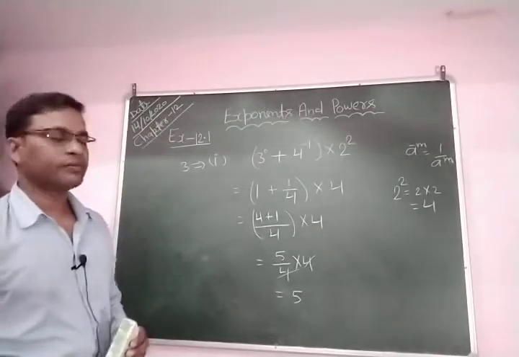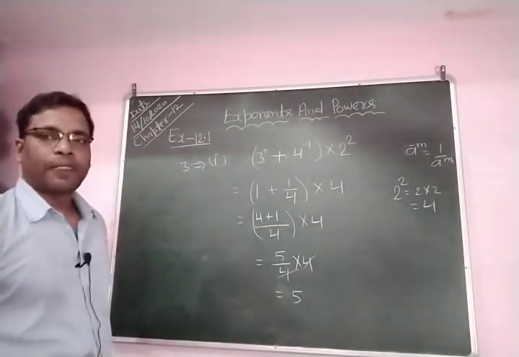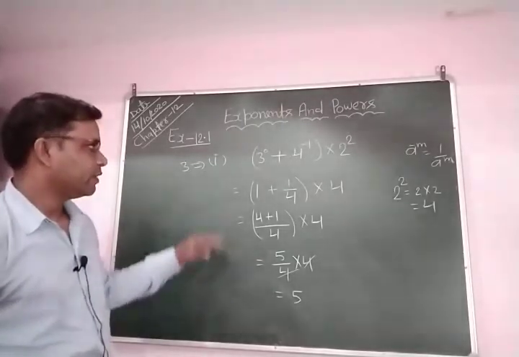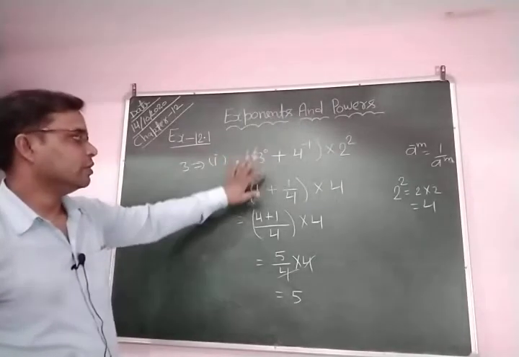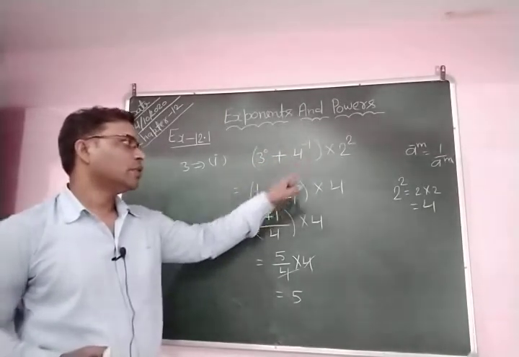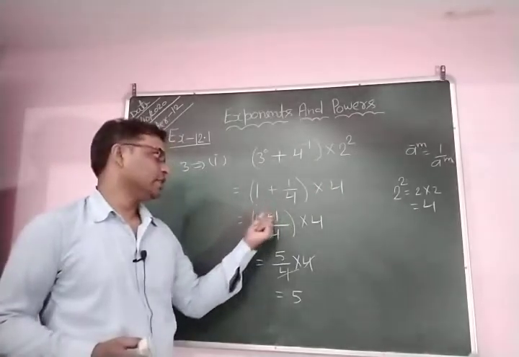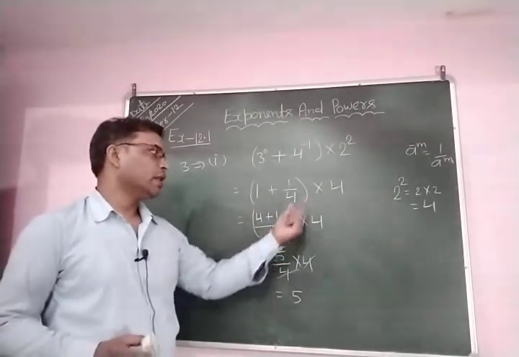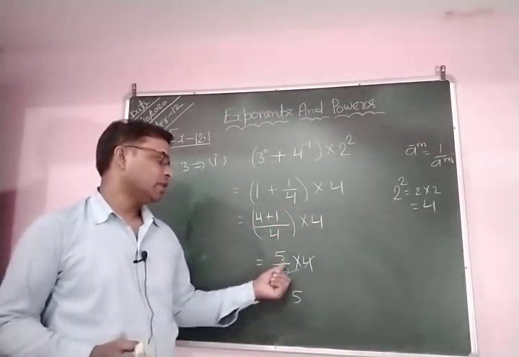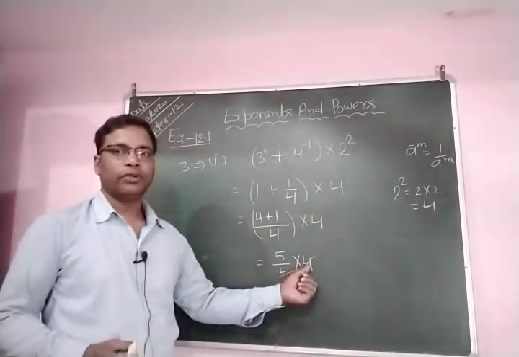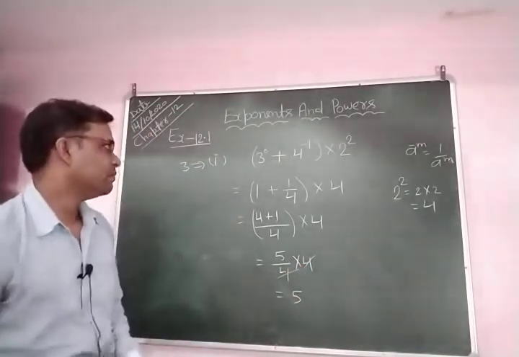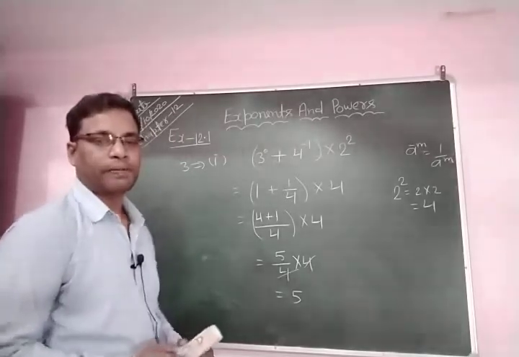Clear? We obtain here 5. Now the second part of this question. I hope all of you understood this question. 3 power 0 is 1. 4 power minus 1, you can write it 1 upon 4. 2 power 2 is 4. Take LCM. It becomes 4 plus 1 by 4. And 2 into, you write 4 as it is. 4 plus 1 becomes 5 by 4. And you write 4 as it is into. And you can cancel it 4 by 4. And we obtain 5. Now second part of this question.